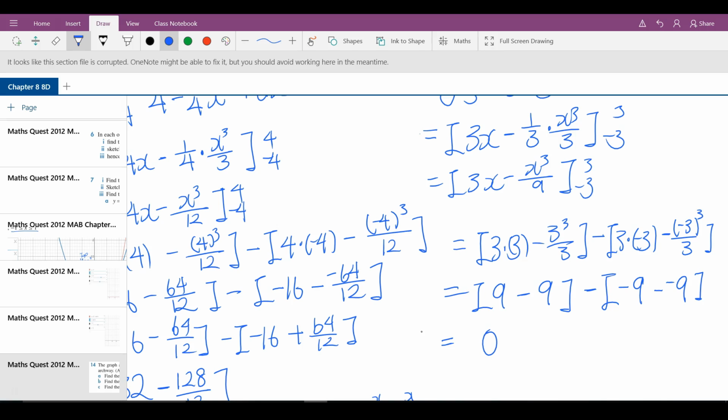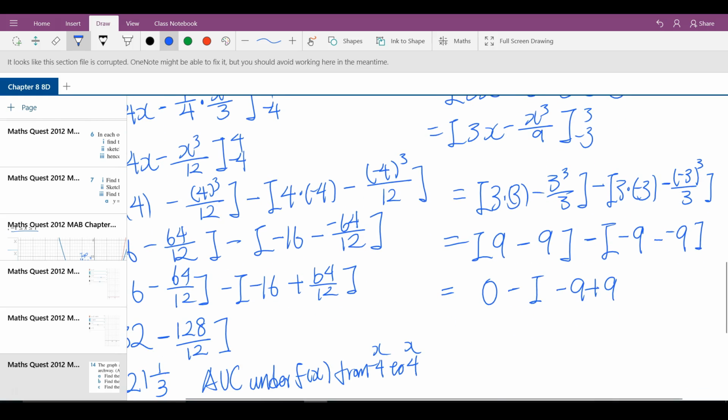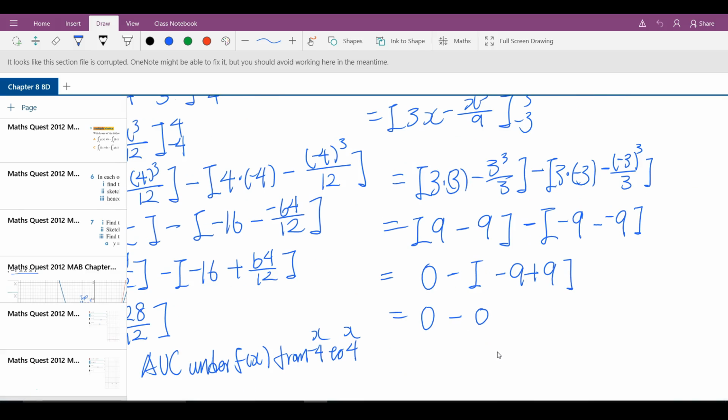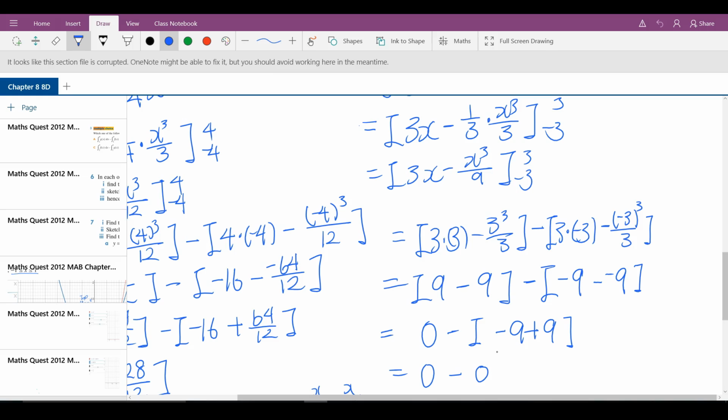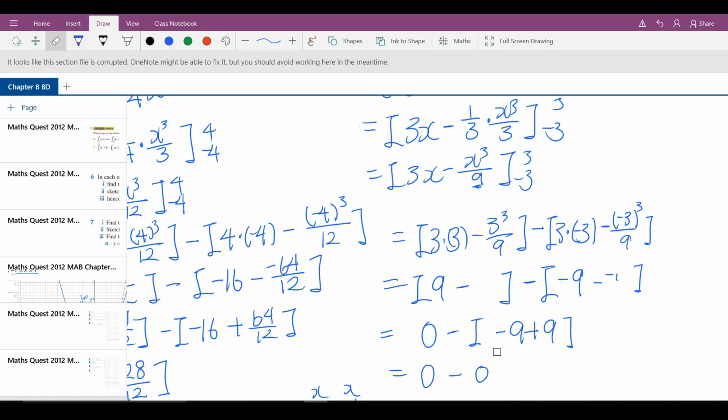So this bit equals 0, right? Minus -9 plus 9. Right, -9 plus 9, which would be 0. So minus 0. Something went wrong. Let me check. Okay, I realized where the stupid mistake was. As you can see over here, it's x cubed over 9, right? I only wrote 3 over here. Silly me. Should be a 9 here, right? So that should change this value and this value.